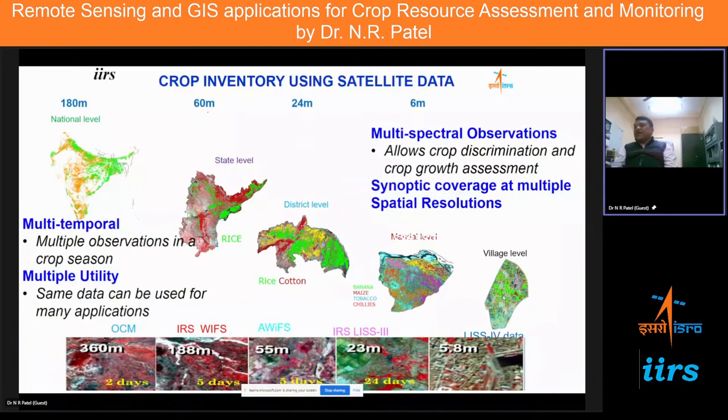These days, foreign satellites like Sentinel are providing 10 meter spatial resolution, weekly. So if weekly data is there, you can do multi-date data analysis along with the 10 meter, which is quite good spatial resolution. So you can map, even to a certain extent, Mandal level mapping is easily possible.